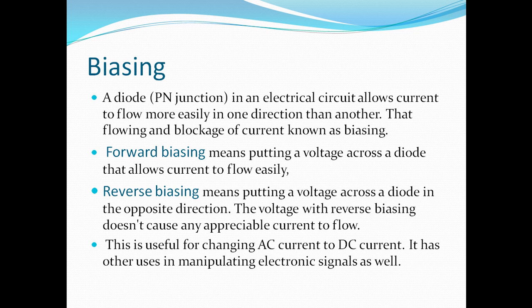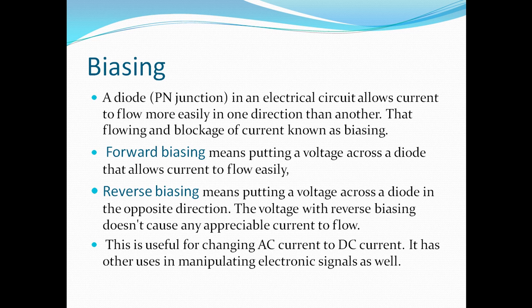So biasing, there are two types of biasing, forward biasing and reverse biasing. Forward biasing means putting a voltage across a diode that allows current to flow easily. It means it helps the current to flow. Whereas reverse biasing means putting a voltage across a diode in the opposite direction. The voltage with reverse biasing doesn't cause any appreciable current flow.